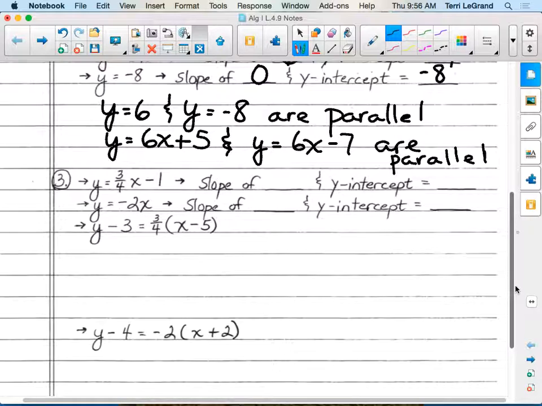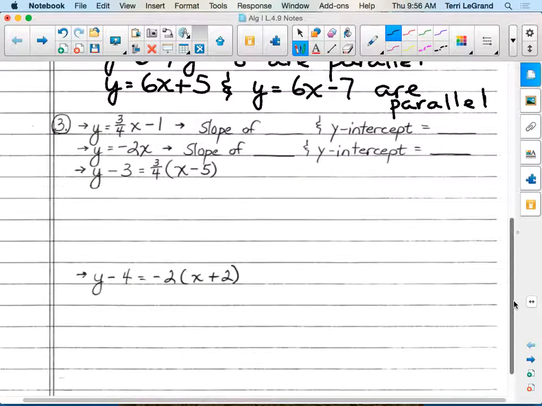Okay, number 3. We have 4 equations here. We have y equals 3/4 x minus 1, y equals negative 2x, y minus 3 equals 3/4 times x minus 5, and y minus 4 equals negative 2 times x plus 2. Now, what do we have to identify from all of those? Slope and the y-intercept. Okay, is the first one ready for us to do that?